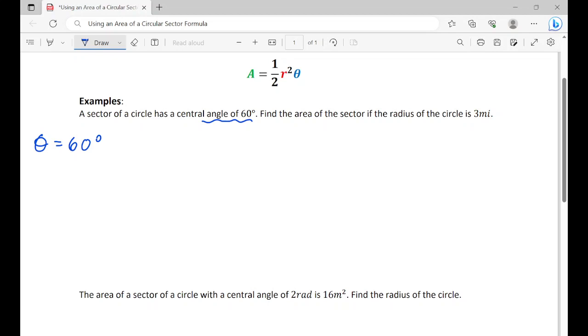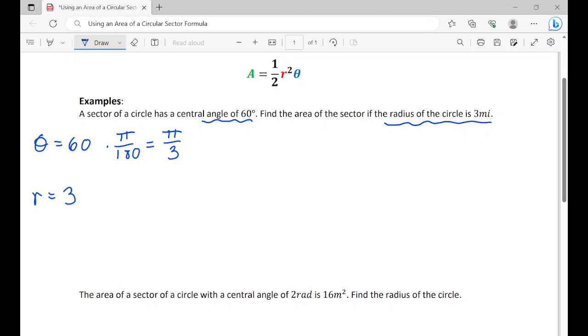And to do that, we're going to multiply it by pi over 180. And I'm just going to disregard the degree measurement there. We don't need it anymore. So 60 times pi over 180 is going to give us pi over 3. Next, radius of the circle is 3 miles, so r equals 3.